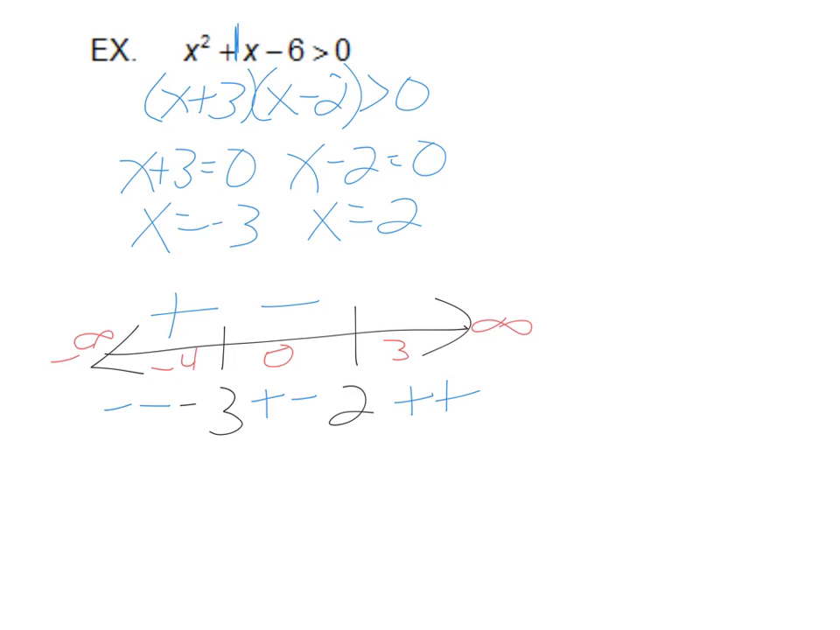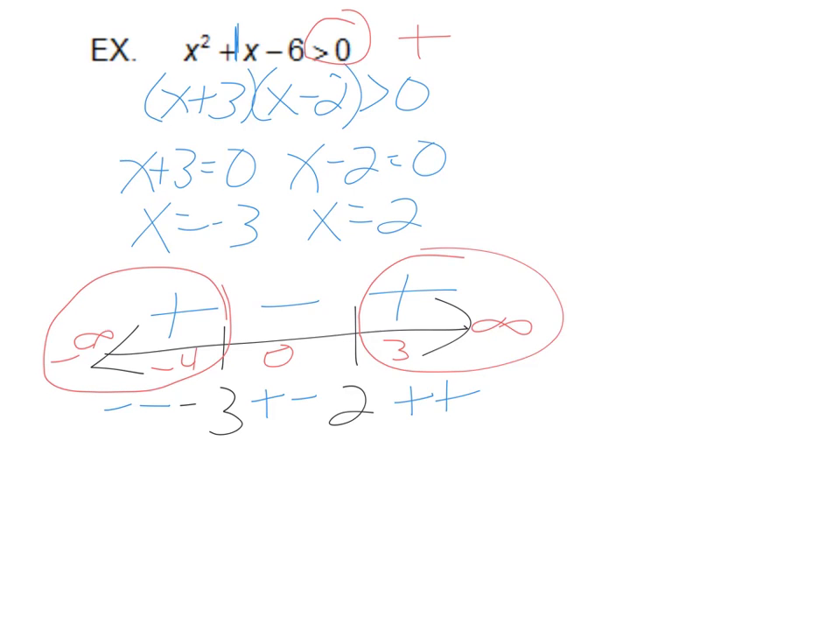Now just because all three of these examples went plus minus plus, that doesn't always happen. These just happen to turn out that way. It's greater than 0, that means I'm looking for the positive intervals. So there's one over here on the left and one on the right.